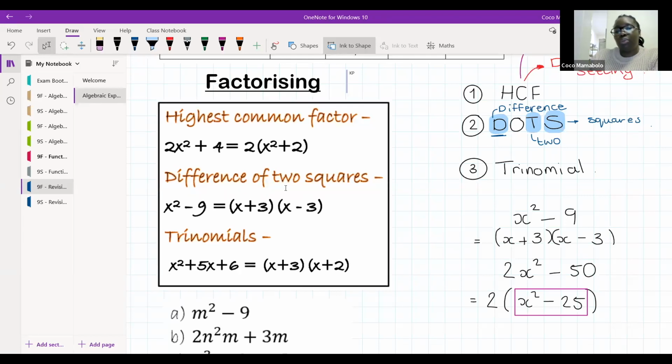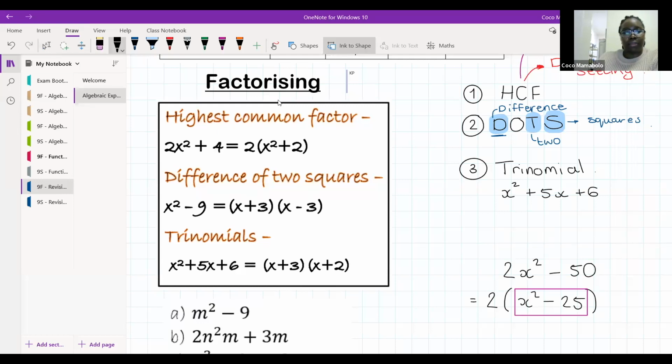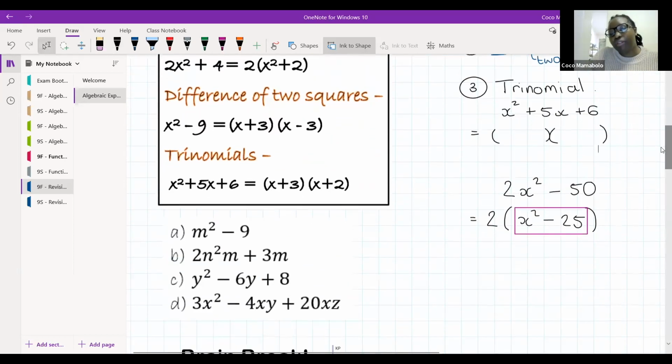Okay, we need to remember that there'll be 3 terms, and one of the terms will always be squared. So there'll be an x squared plus a 5x plus a 6. Okay, now as soon as we see one of these terms x squared, we're immediately going to open 2 brackets. Ooh, I lie. First, we're going to check if there's a highest common factor. Is there a highest common factor?